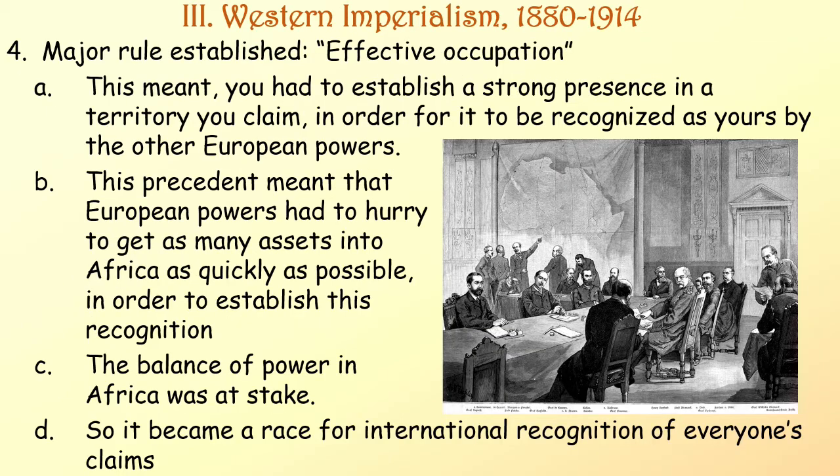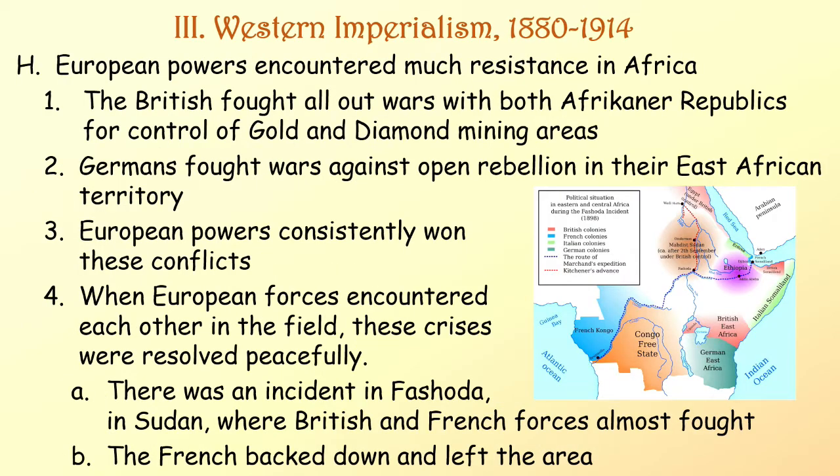The major rule that was established at the Berlin Conference was called effective occupation. And this meant that you had to establish a strong presence in a territory that you claim in order for it to be recognized as yours by the other European powers. And such a precedent meant that European powers had to hurry to get as many assets into Africa and as quickly as possible in order to establish this recognition. The balance of power in Africa was at stake, so it became a race for international recognition of everyone's claims.